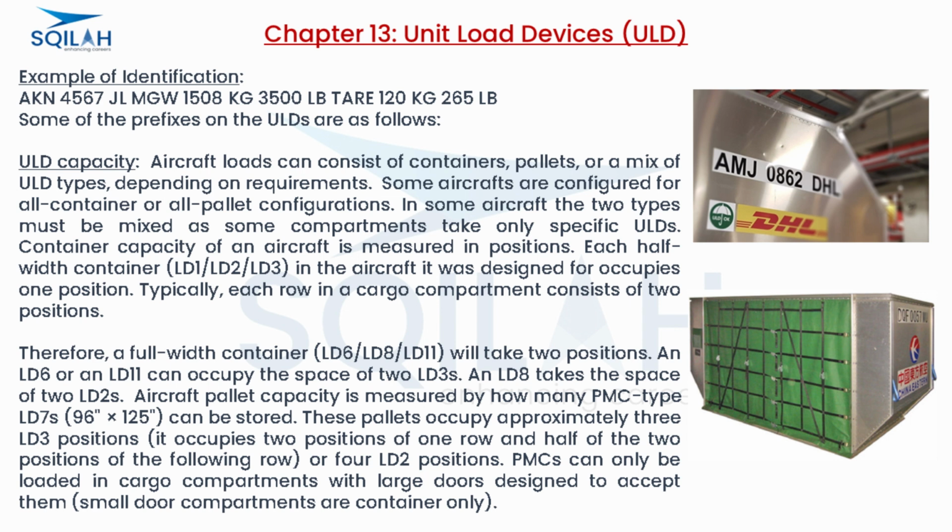Aircraft pallet capacity is measured by how many PMC type LD7s, 96 inches by 125 inches, can be stored. These pallets occupy approximately 3 LD3 positions. It occupies 2 positions of one row and half of the 2 positions of the following row, or 4 LD2 positions. PMCs can only be loaded in cargo compartments with large doors designed to accept them. Small door compartments are container only.